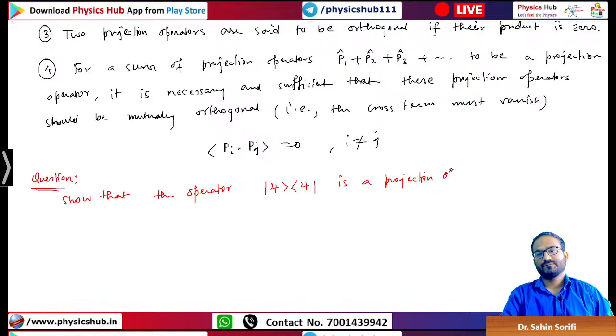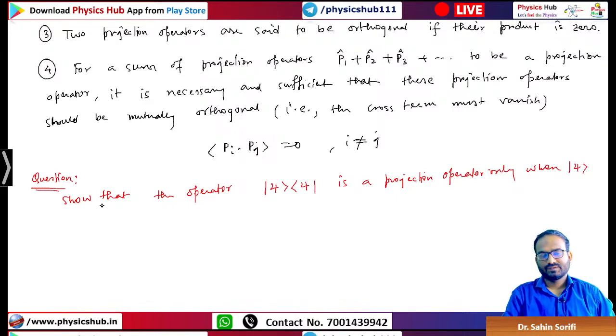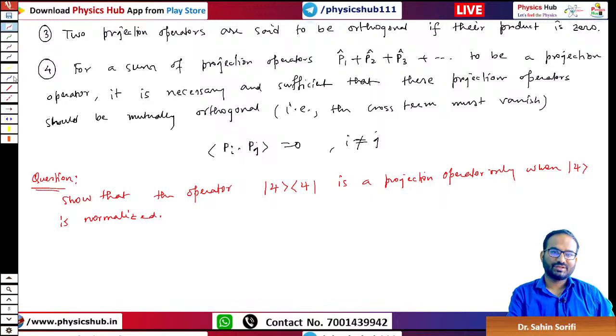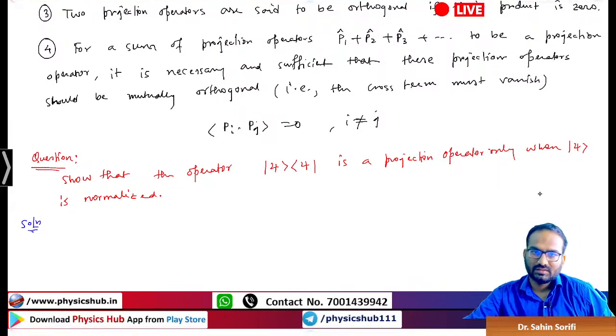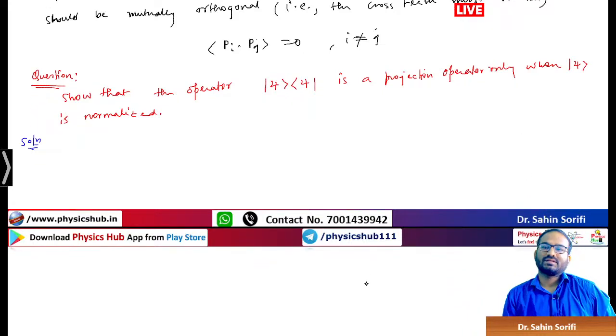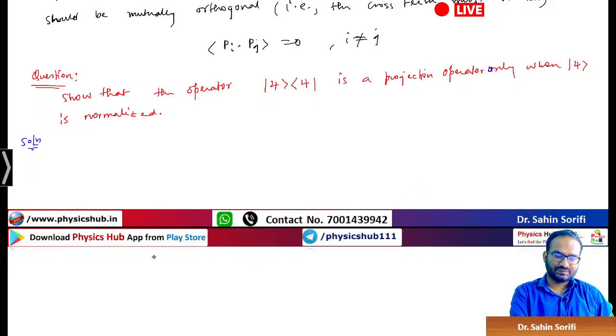And this will be a projection operator under one condition, only when psi is normalized. Psi is normalized means the scalar product with itself should be 1. That is the meaning of normalization. So we have to show that this operator ket psi bra psi is a projection operator only when psi is normalized. Can you show this?